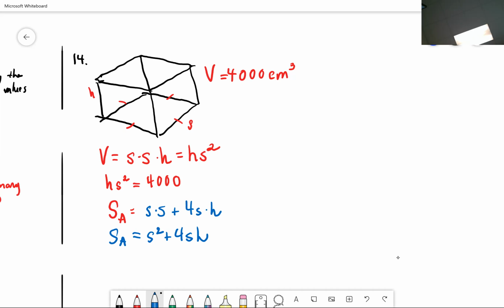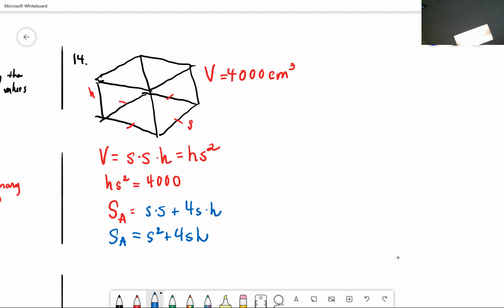Okay, so do you see how I came up with this? Some of you are like, it's not hard. The bottom is S times S, and the sides are S times H. And we have 4 sides. We don't have the lid. So that's going to tell you how much material you have to use to make the box.